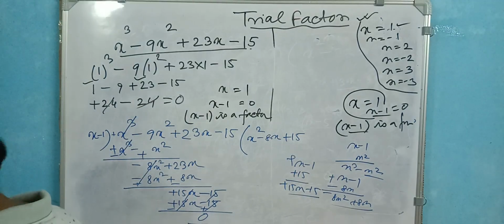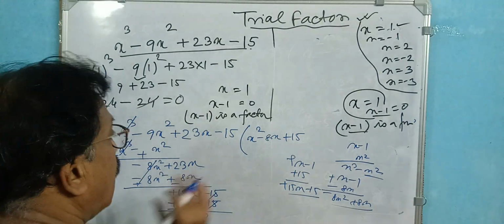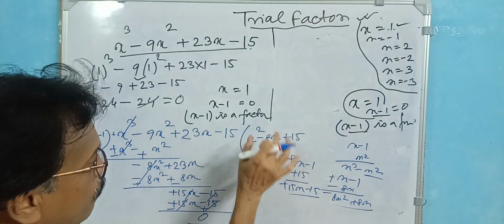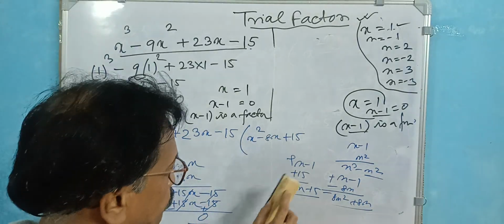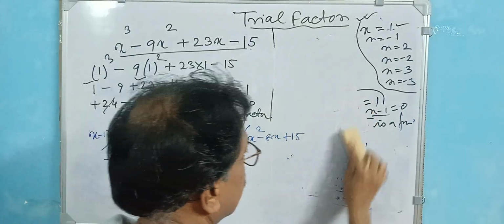Minus 8x plus 15. Now, the x square part is out. This is a very important thing. Now, what is the ultimate answer here? What is the ultimate answer?